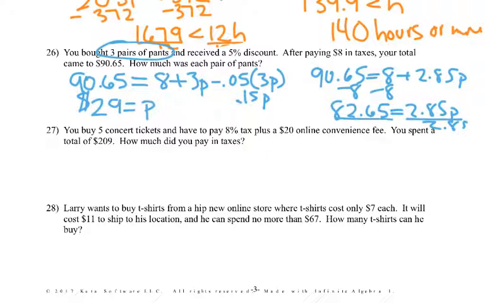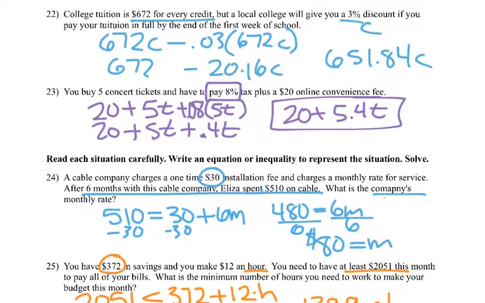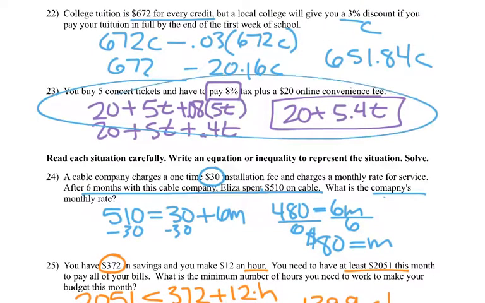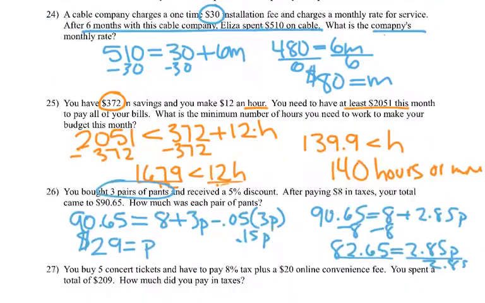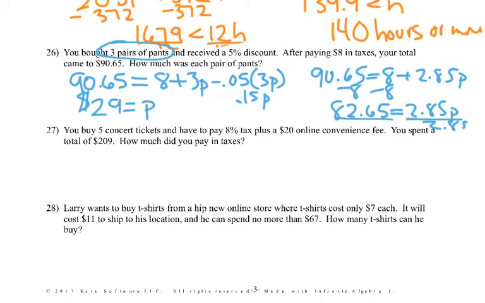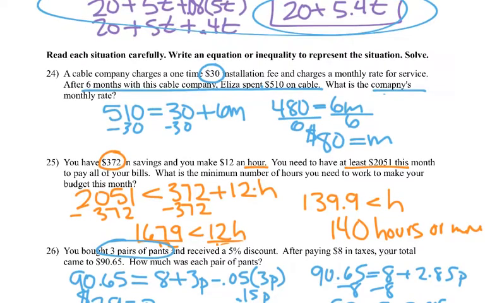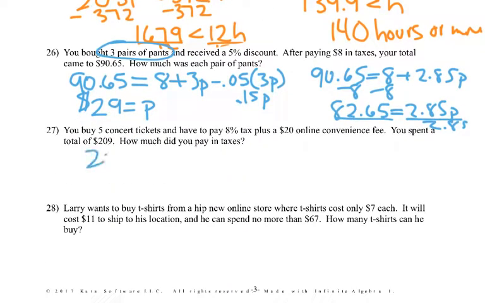Okay, 27. You buy 5 concert tickets and have to pay 8% tax plus a $20 online convenience fee. You spent a total of $209. How much did you pay in taxes? So if we look at that, it's basically what we did up here, right? So we've kind of already figured that out. So I'm going to use that. No sense doing it a second time. So 20 plus 5.4t is going to equal 209.